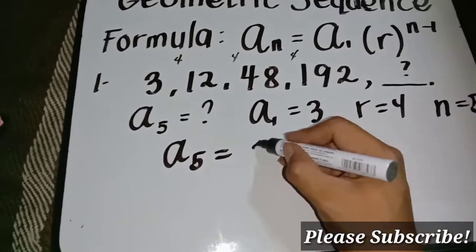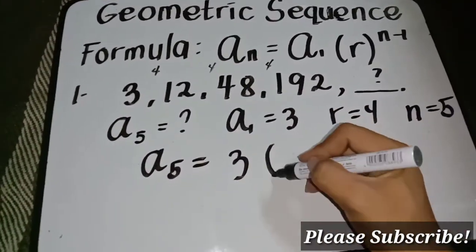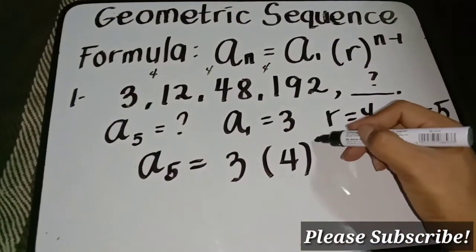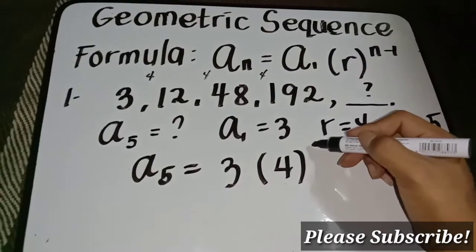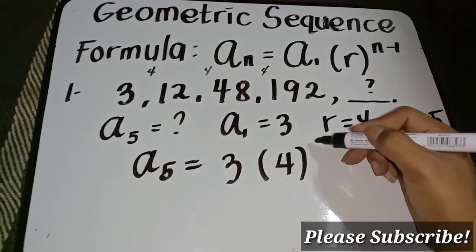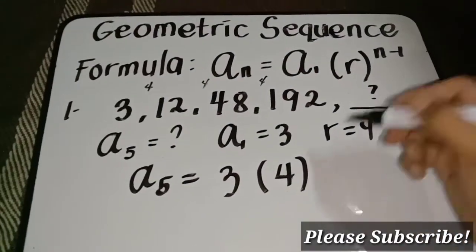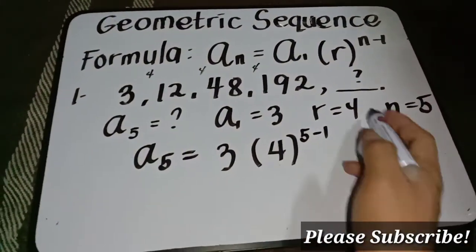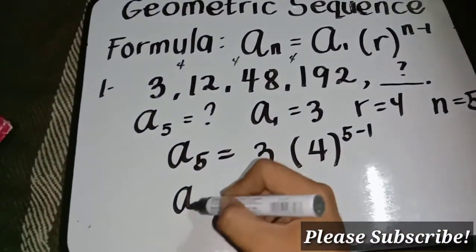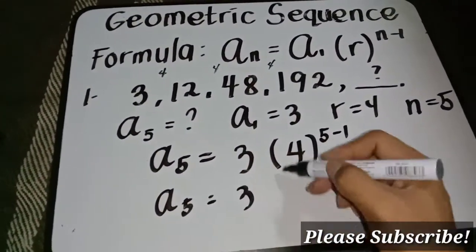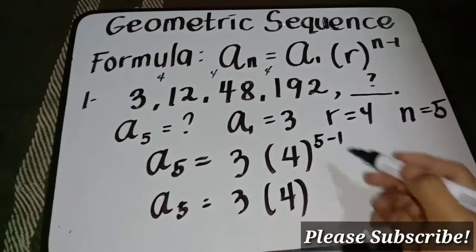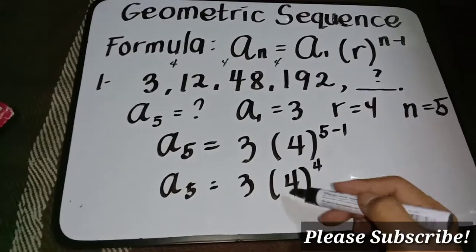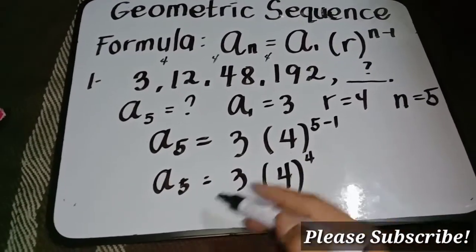So with the use of the formula, by substituting, so a sub 5 is equal to the first term, which is 3, and then the common ratio, which is 4, and then the n term, which is 5 minus 1. Ito yung formula natin. So kinuha lang natin yung mga given. So a sub 5 is equal to 3 times 4. Unahin muna natin yung exponent. So 5 minus 1 is 4. So pag ganito, unahin muna natin yung ating exponent bago i-multiply sa ating whole number.